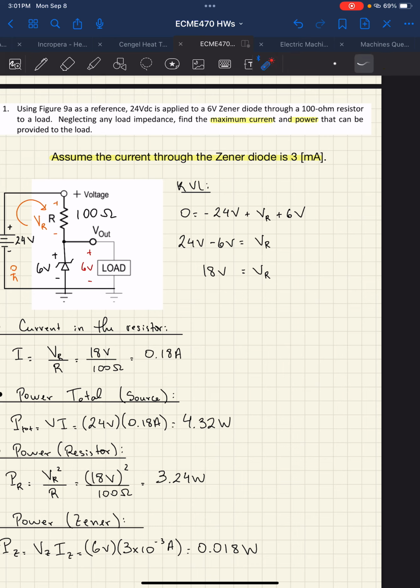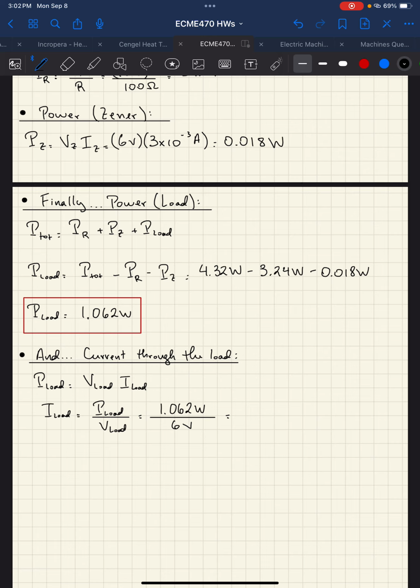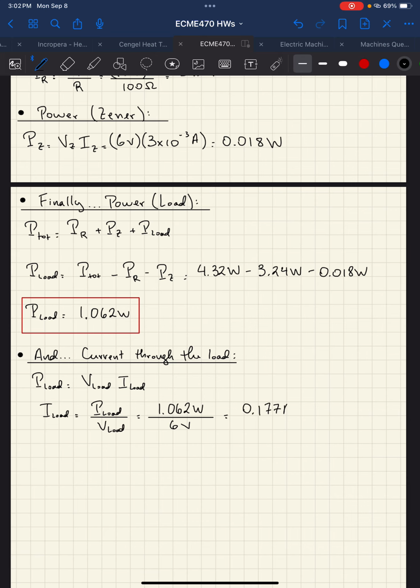I also just found the power dissipated in the load. So I can do P equals VI, and then solve for I. So P load is V load times I load, and then I can just solve for I load. So I load is basically P load over V load. P load is 1.062 watts, and V load is 6 volts. So basically, we find that it should be 0.177 amps.